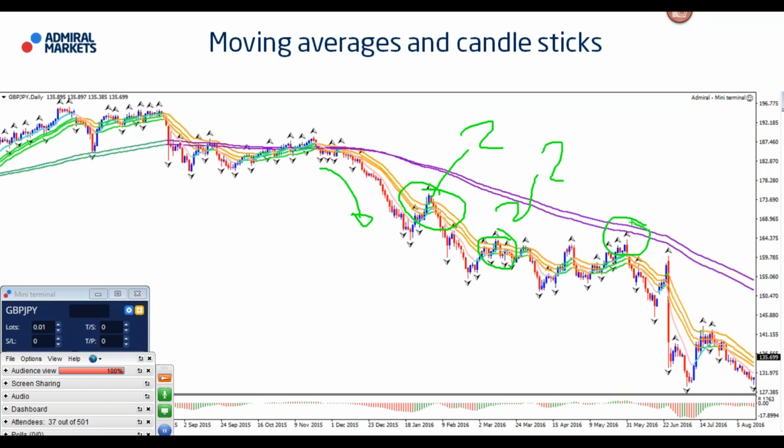And then eventually we get a pullback to the 144, which is the third setup. All right? So the breakout is the first, the lighter pullback is the second, and the deeper pullback is the third, whereas the reversal trades are the 4 and, let's say, 5. All right, so here you see 5 different types of setups.